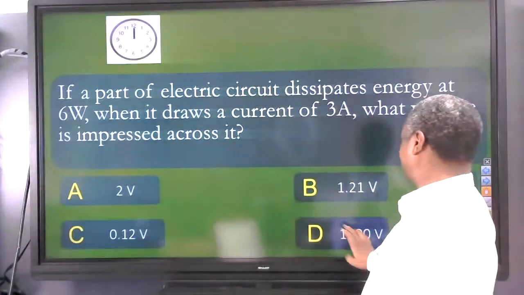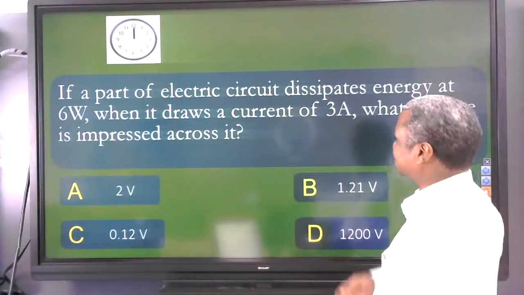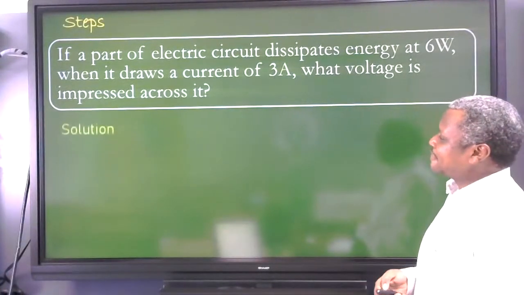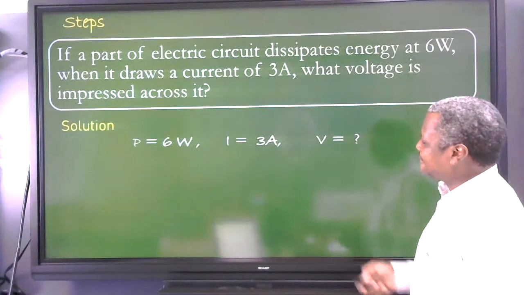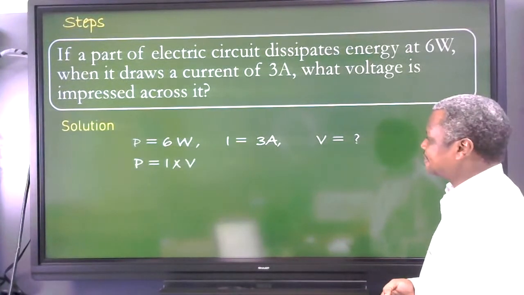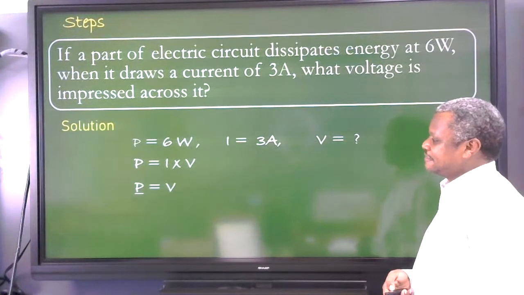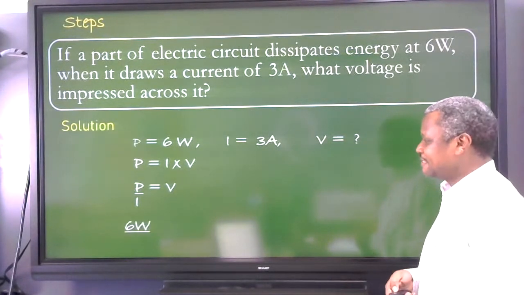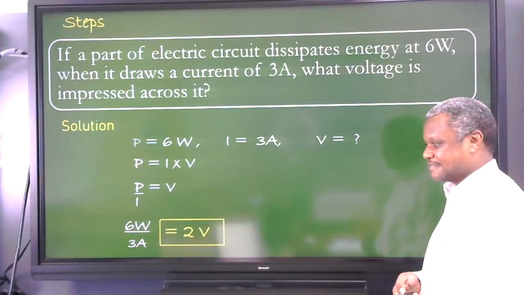Sorry, problems. The correct answer actually is 2. I guess there's a problem with the screen. Anyway, the correct answer is 2. Let me show you how. Solution is as follows. The power is 6 watts. The current is 3 amperes, but we don't know the voltage. Power is equal to current multiplied by voltage. So the power divided by the current is equal to the voltage. When we substitute, 6 watts divided by 3, the answer is equal to 2 volts.